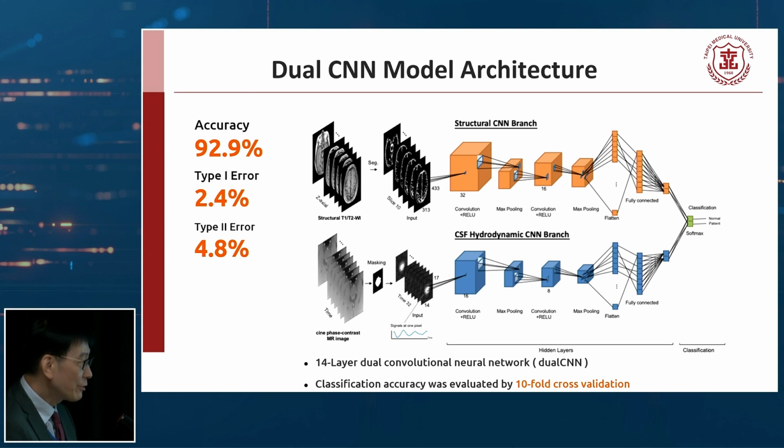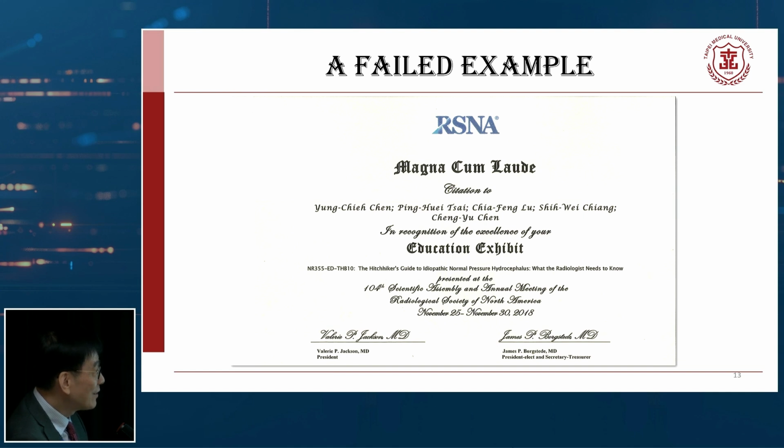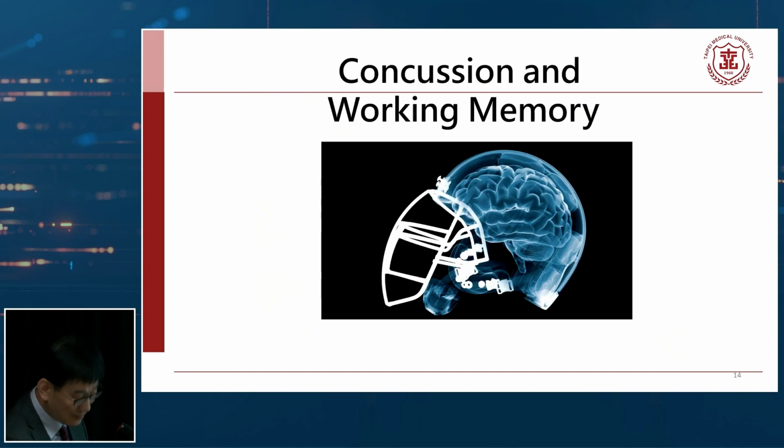We proudly used a dual CNN model, and we had very small false positive and false negative rates. Even though we wanted to win the RSNA Magnet Count Lottery, this is a failed example. We never built a model for clinical application. We were just happy with the analysis and the process.